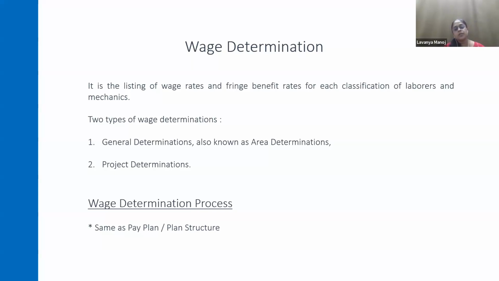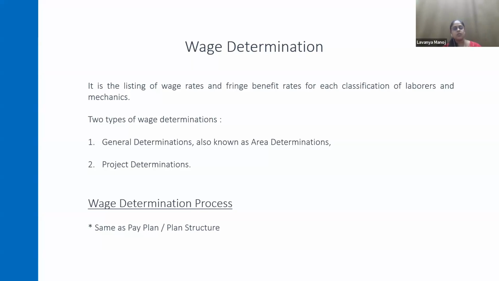So two types of wage determinations are there: general determinations and project determinations. General determinations are per hour, per day, per week, or for every fortnight and so on. So those are general determinations.